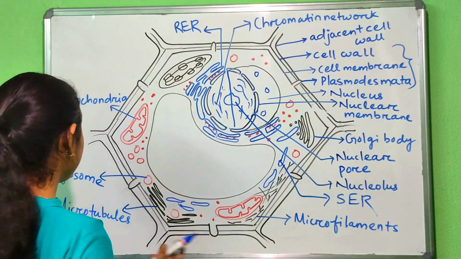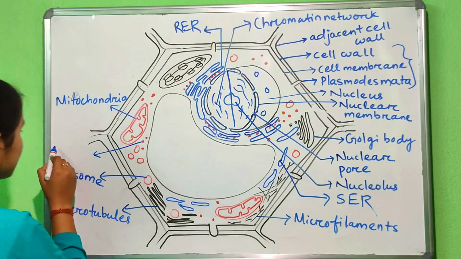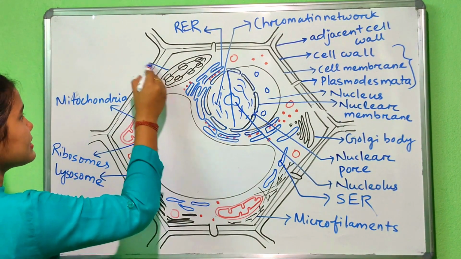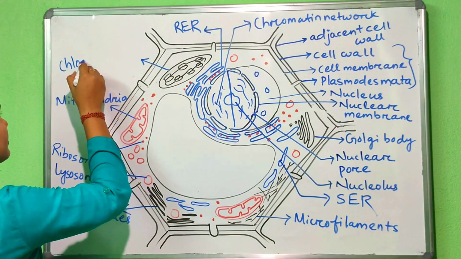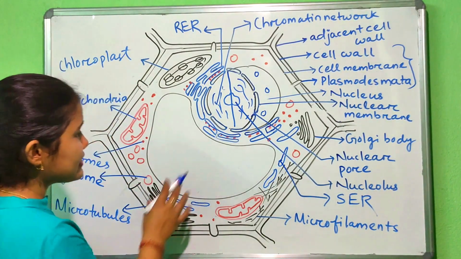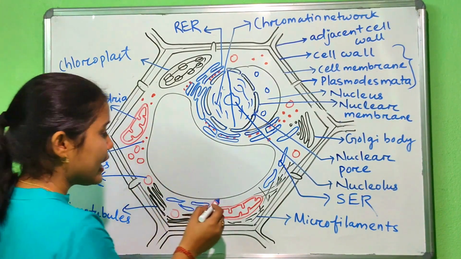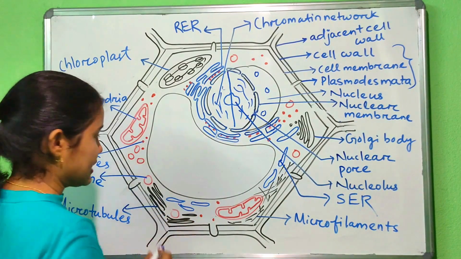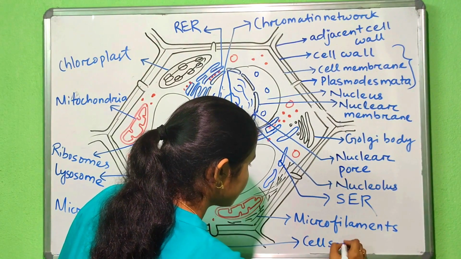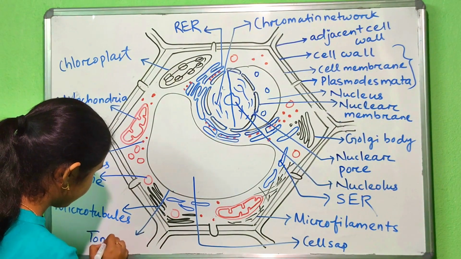Microtubules, microfilaments and the mitochondria. These are the 3 M's, right? So, this is the lysosome. Then, what are these small structures? These are the ribosomes. And this is the chloroplast. Then, what is this? This is the vacuole. It has 2 parts. Inside is called the cell sap and the outer one is called the tonoplast.